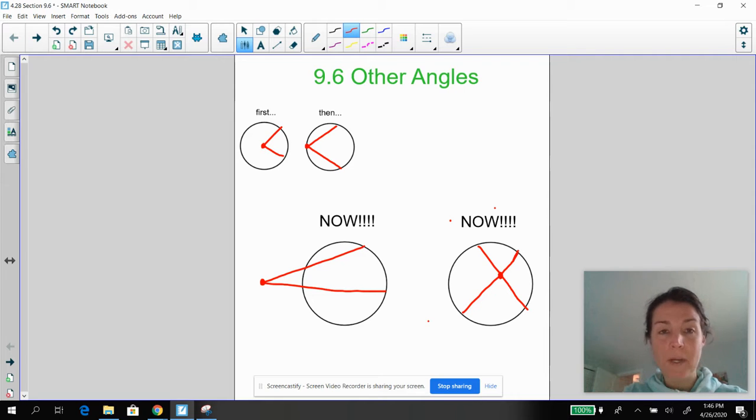So we've got different situations here. We've got an angle here, an angle here, an angle here, and an angle here. So let's talk about these two lower ones. So this is what section 9.6 is all about. It is two theorems, and that's it.